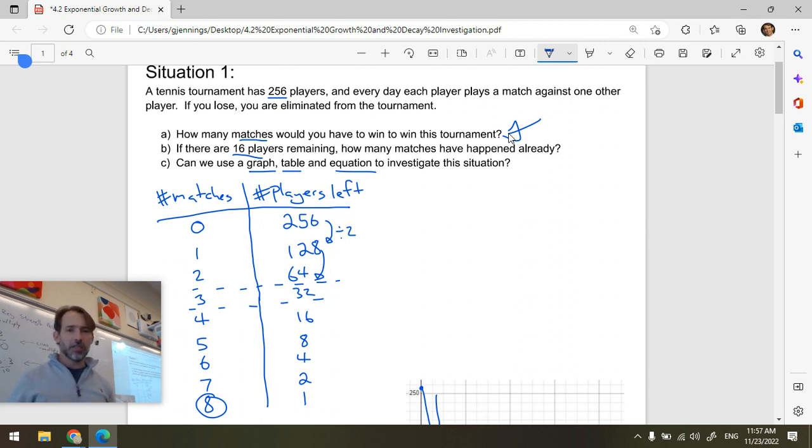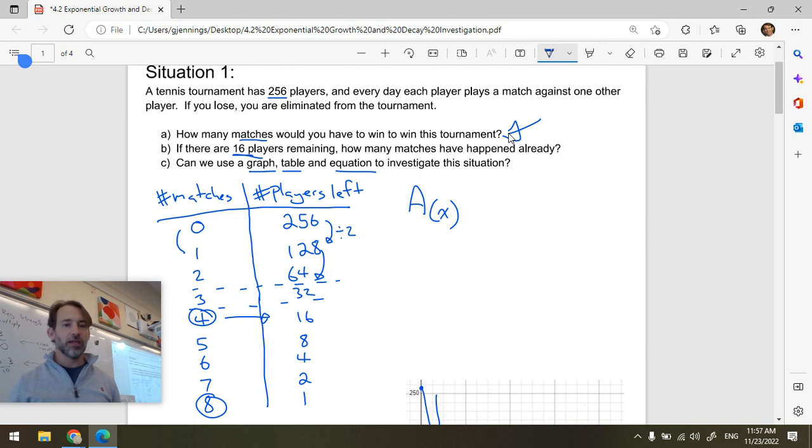So anyway, in this case, how many matches do we need to play to get to 16 players remaining? Well, we need to actually only play 4 matches to get to 16 there. And then after the 4th match, the 5th match will be played by 16 players. But what would an equation look like? We haven't needed an equation in this situation yet, but I'll show you what one would look like. In this situation, we would have an amount of players, and it would be a function of the number of matches played.